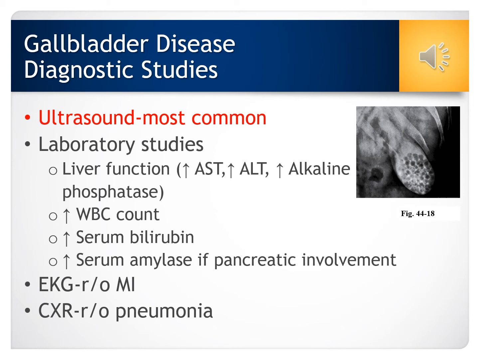An ultrasound will be the most commonly used to diagnose gallstones. Other laboratory studies will be done to evaluate the extent of the disease. You'll be looking at liver function. You may see increased liver enzymes, increased white blood cell count. If there's inflammation, you may see increased serum bilirubin levels, increased amylase if the pancreas is involved.